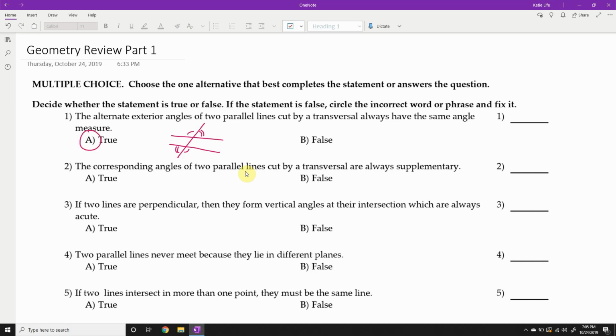Number 2, the corresponding angles of two parallel lines cut by a transversal are always supplementary. Well, this is false. If we are talking about two parallel lines cut by a transversal, corresponding angles are supposed to be equal in measure. So this angle and this angle are the same, this angle and this angle are the same, and then below them, the two corresponding angles are the same. So really, this should say the corresponding angles of two parallel lines cut by a transversal are always congruent.